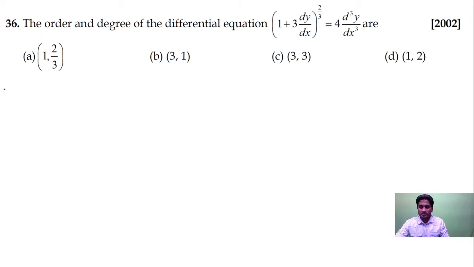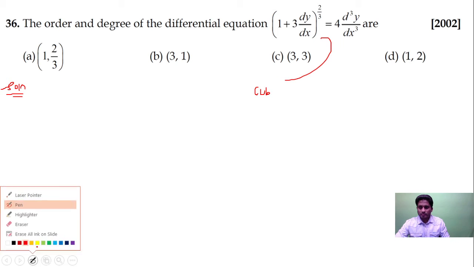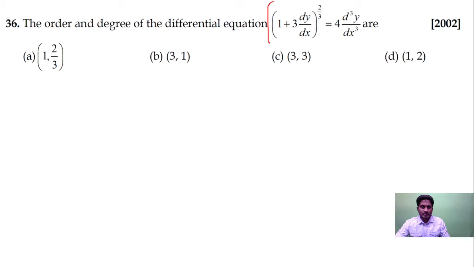Let's discuss this question. Whenever you find a degree, it should be free from radicals and fractions. So if I cube on both the sides here, I'm going to cube here and cube here as well. So this will cancel, this 3 and 3 cancels if I cube.